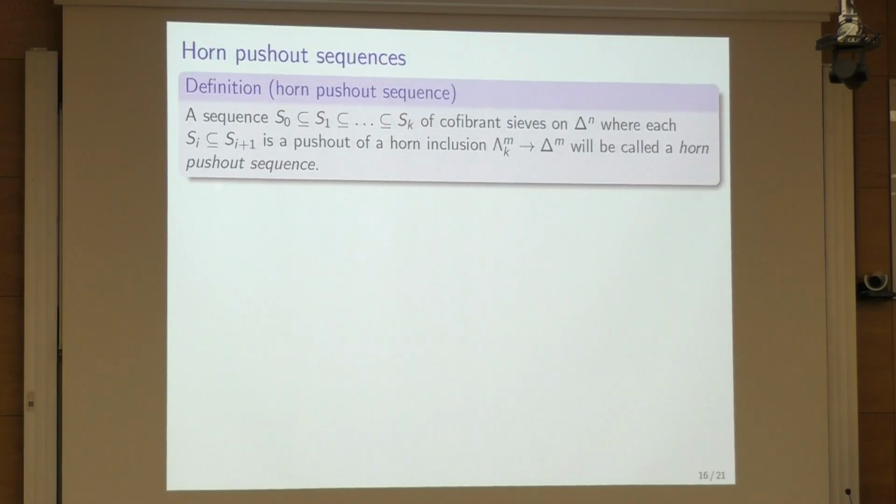I want to do something similar for the effective cofibrations. So one way of doing this is actually to look at something we decided to call Horn-Boussard sequences. The idea is very simple. I have a sequence of cofibrant sieves, subobjects of some delta n. And basically what I want is that I get the next sieve by filling a horn in the previous sieve. So by repeatedly filling horns, I can go from S0 to Sk.